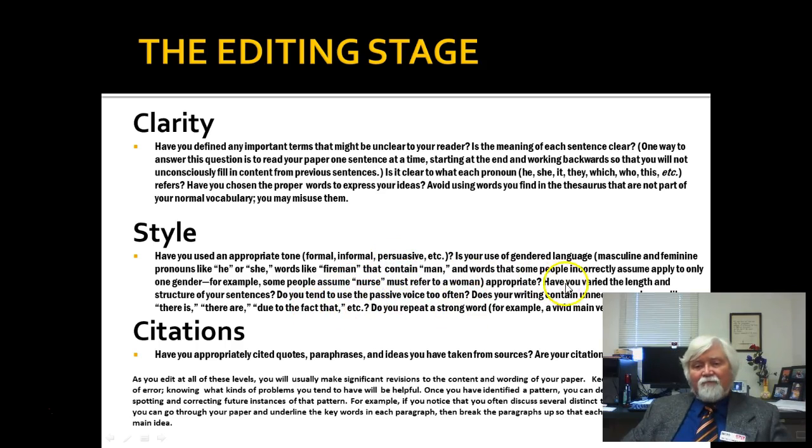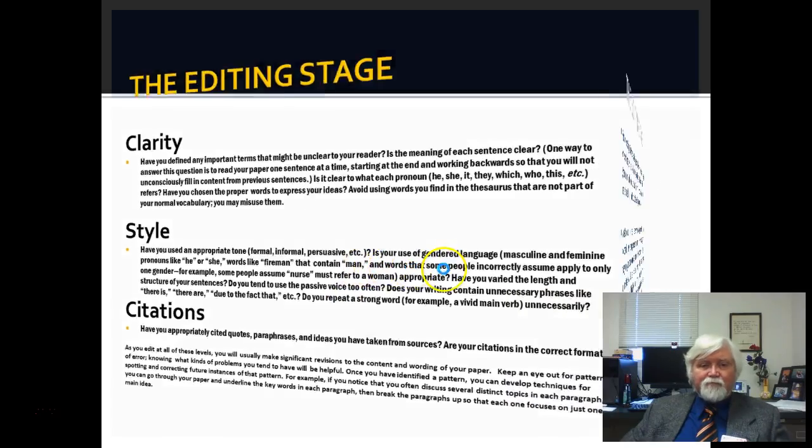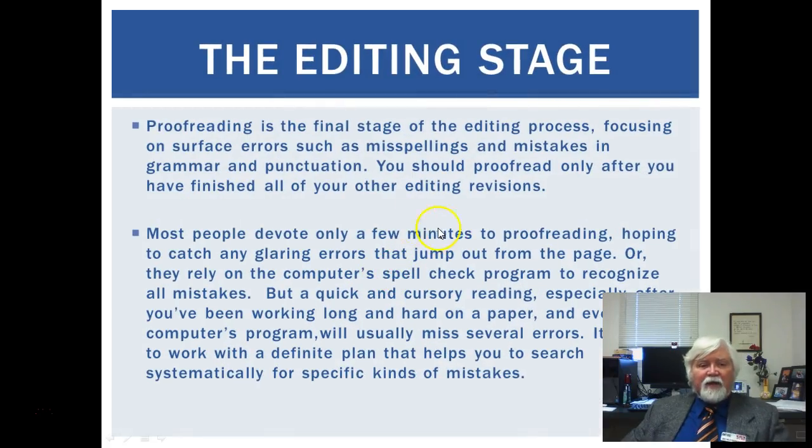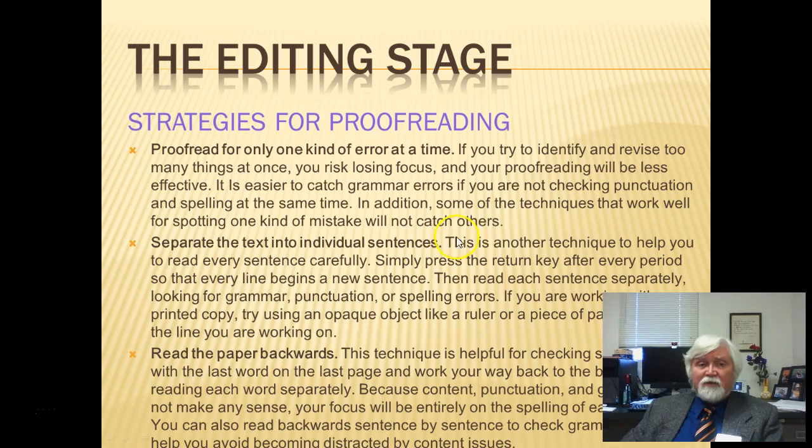Are you varying the sentences in both length and structure? Are you avoiding passive voice, not necessarily completely, but not relying on it totally? Are you filling your writing with unnecessary phrases that could be eliminated? Are you making sure you have strong, vital sentences and phrasing? So as you go through editing, you will make sure that you check for misspellings, mistakes, and grammar and punctuation. Make sure you go through it completely. The computer spell check program will recognize some, but it will not recognize all. You need to make sure that you understand that.